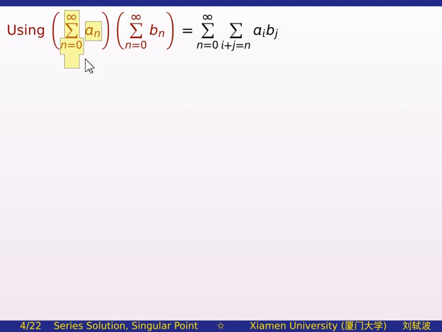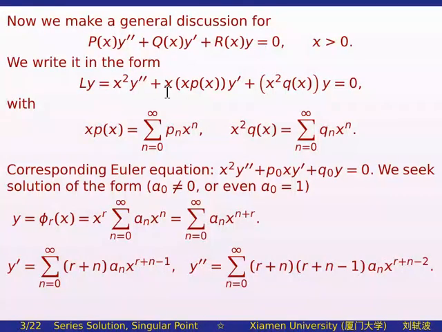Okay, then this is called absolute convergence. So if one of these series is absolutely convergent, then we have this multiplication formula for series. Using this formula here: x p(x) y prime. So x p(x) has a power series expansion given here, and y prime also has a power series expansion given here. So we can apply the formula to write the term in the equation as a power series. And similarly, for the term involving y, we can also do the same thing.